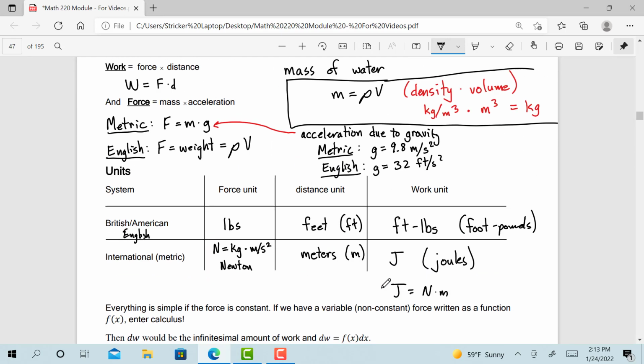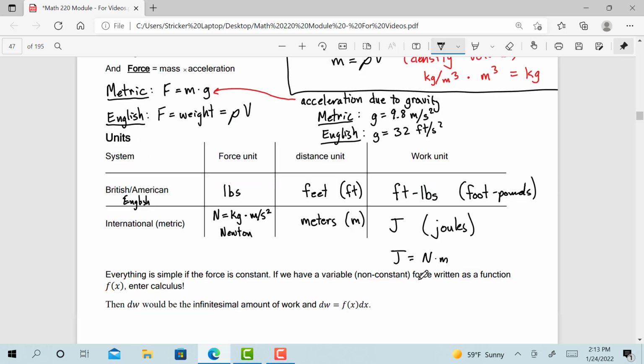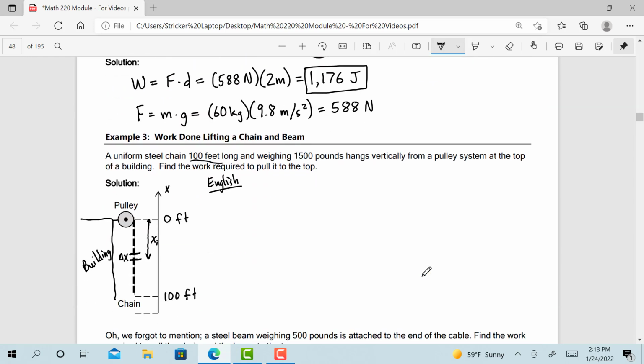Remember, for our English system, work is still force times distance, but then we need to think about the weight of the chain for the force. So if I come back here, we know that the chain weighs 1,500 pounds total, but we're talking about just a small little piece of the chain. So in order to do that, we need to first find the unit weight of the chain.